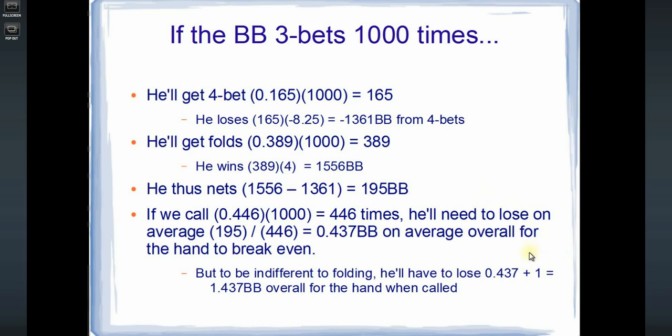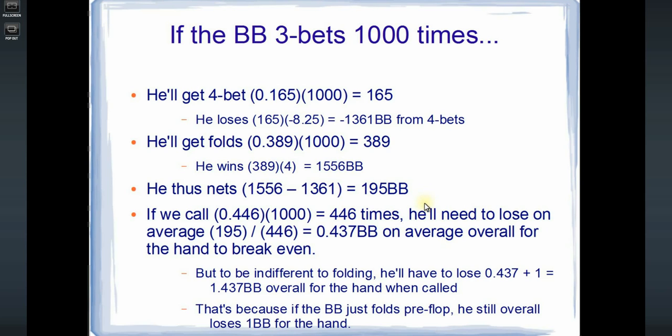But to be indifferent to folding, the big blind will on average have to lose 0.437 plus 1 equals 1.437 big blinds overall for the hand when called. That's because if the big blind just folds pre-flop, he still overall loses 1 big blind for the hand. So I messed up the first time I did this, and I had to go correct the slides, and I'm going to have to tweak math after this for the next video. When the big blind folds pre-flop, he overall, of course, loses 1 big blind for the hand. So you have to take that into account when trying to make the big blind indifferent to 3-betting or folding pre-flop. I know this sounds really easy right now as you're looking at the video, but it's really easy to make a quick mistake when you're actually doing the math.